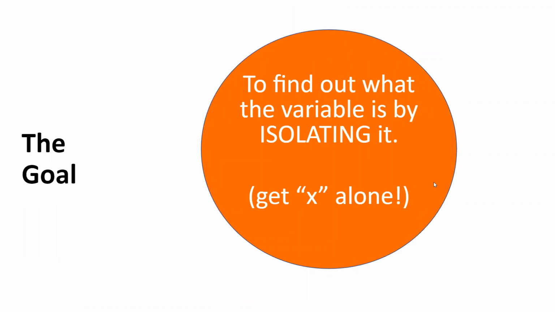Our goal of this lesson is to find out what the variable is by isolating it. So we are isolating our variable. In simple terms, that just means get x alone. X should be by itself. The word isolate means alone.